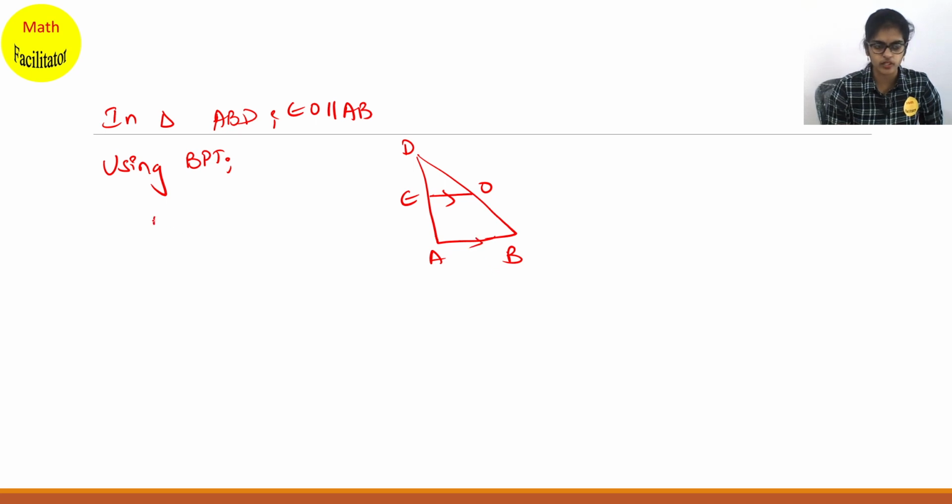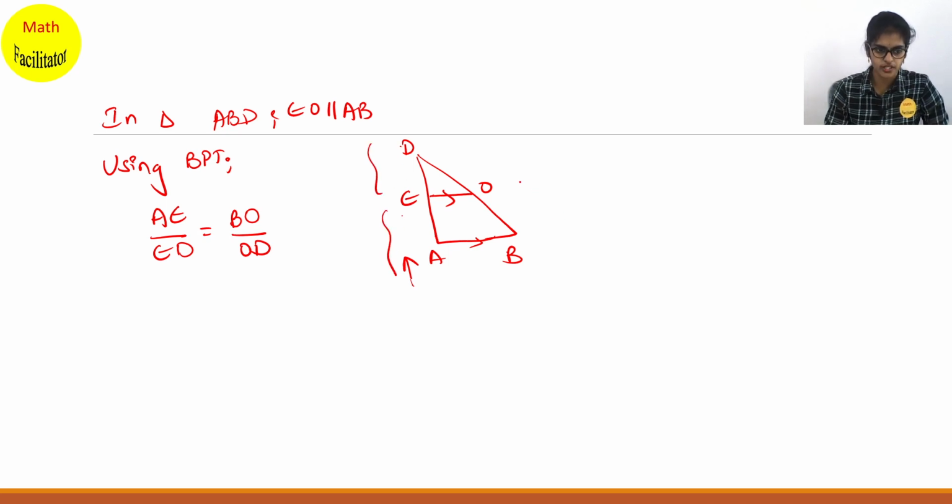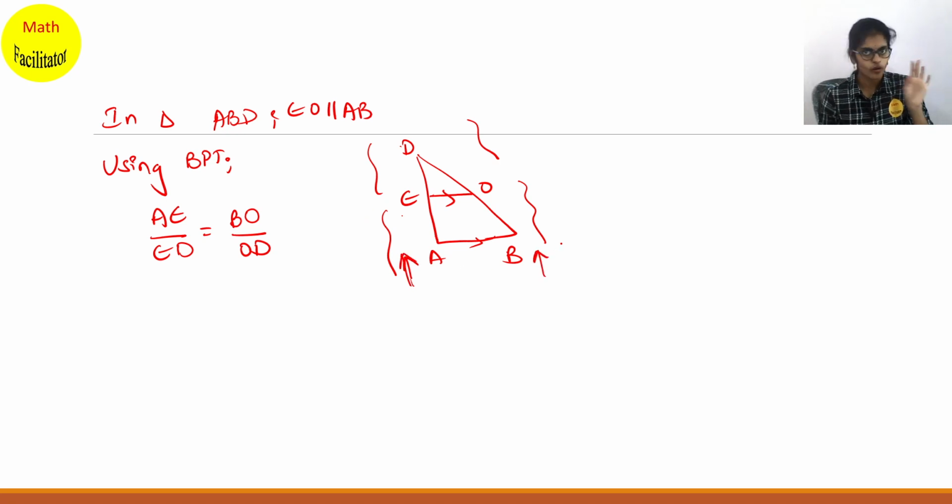So using BPT, you can write AE by ED is equals to BO by OD. Okay, I'm going from this side. AE by ED is equals to BO by OD. Or you can write DE by AD is equals to OD by OB. No problem. Whichever order you are taking, here I am starting from this side, so here also I have to start from this side, the ratio. Otherwise, if you are starting from this side, here also you have to start from this side.